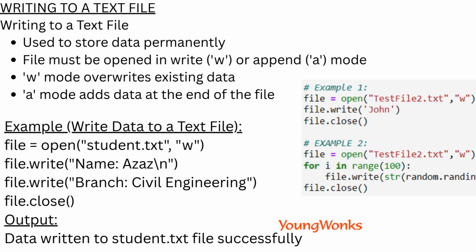Writing to a text file means storing data permanently in a file. To write data, we open the file in write mode using the letter W. If the file already exists, write mode will erase the old content and write new data. In this example, we write student details into a text file named student.txt. The \n is used to move to a new line in the file. After writing the data, we close the file to save the content properly. Writing to files is very useful for storing records, reports, and results.